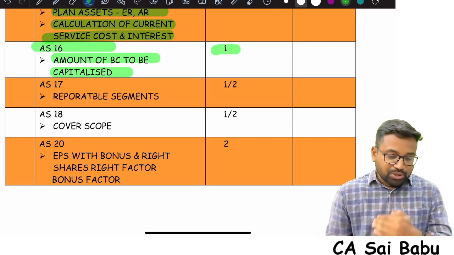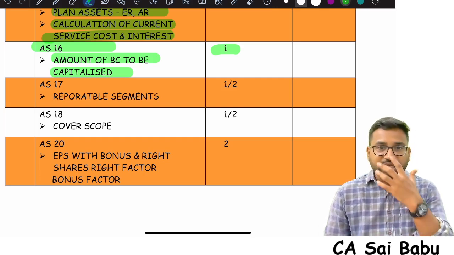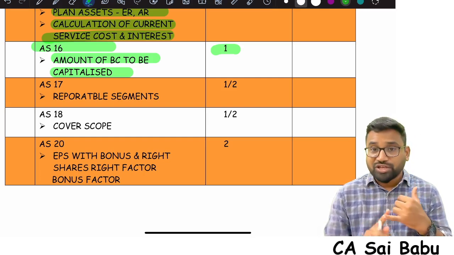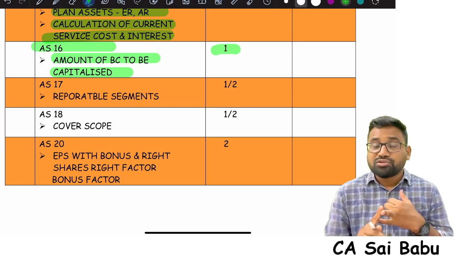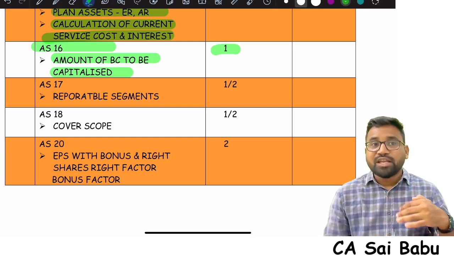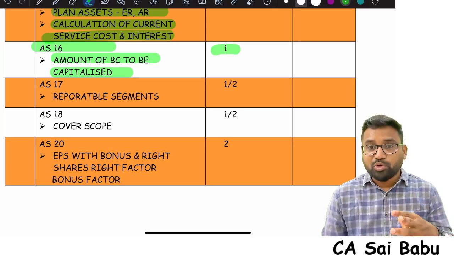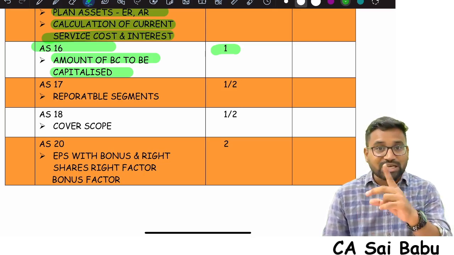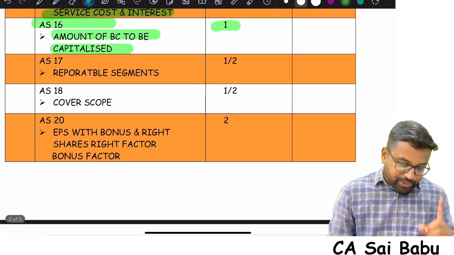So it is a very simple area. When you are trying to ascertain the amount of borrowing cost to be capitalized, focus on the dates, the date of expenditure, and also if there are any specific borrowings and any temporary investment is made from these specific borrowings, how the income will be adjusted. That is also an important area. So spend 1 hour of time.